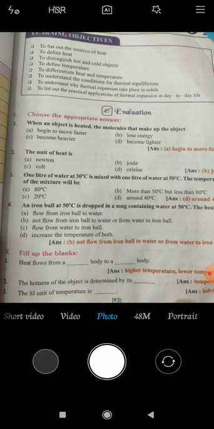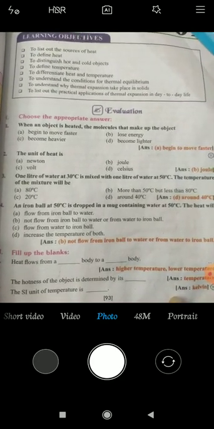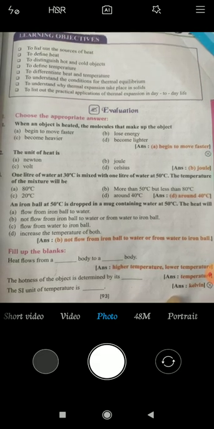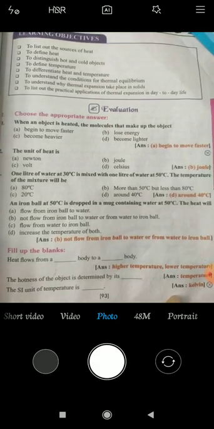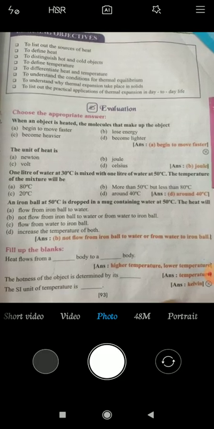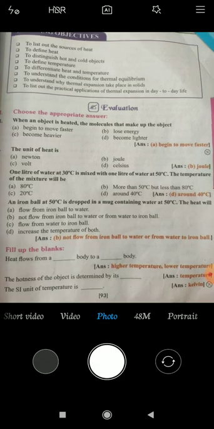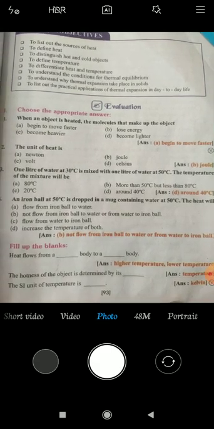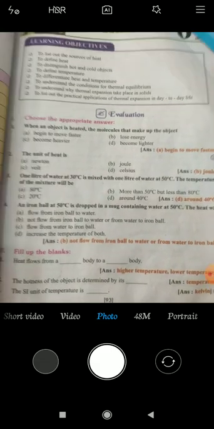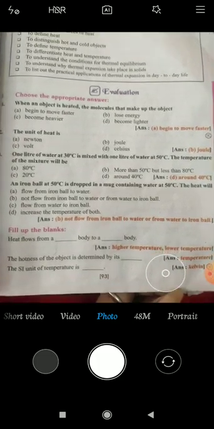Next, fourth one. An iron ball at 50 degrees Celsius is dropped in a mug containing water at 50 degrees Celsius. The heat will not flow from iron ball to water or from water to iron ball. Do you understand this pattern? Okay. Next pattern. Fill in the blanks.